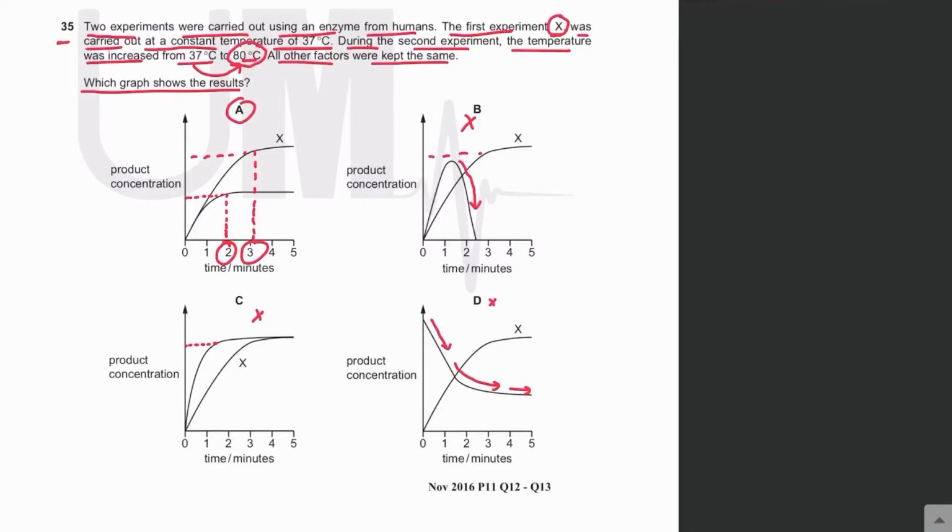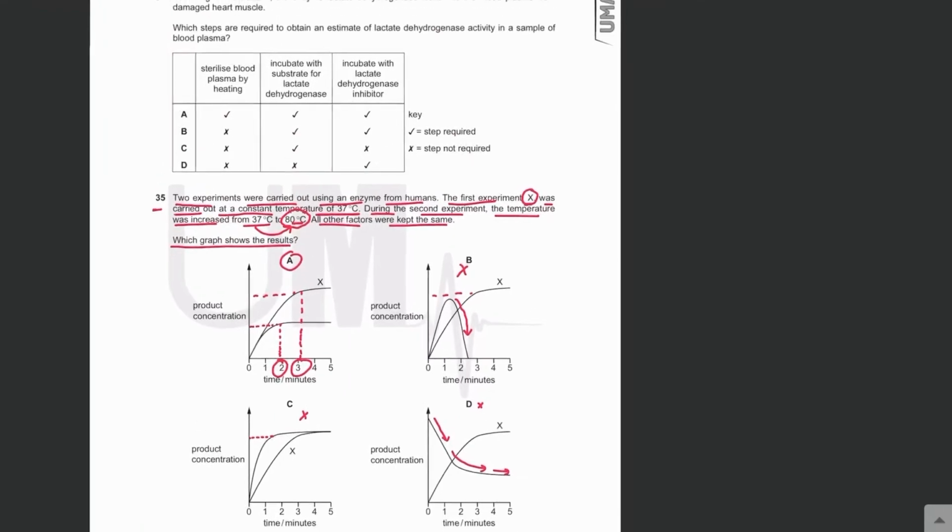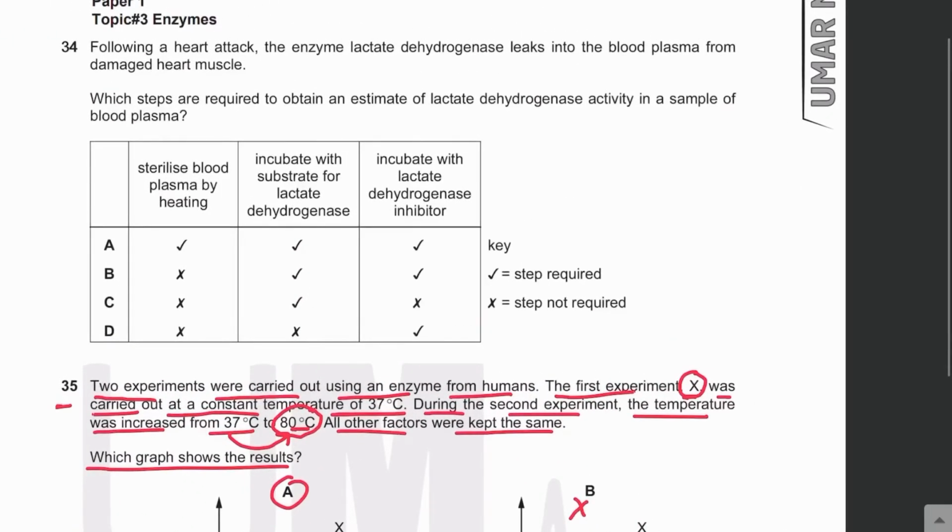And if enzymes are denatured from the start, the products will not be made, the product concentration will be 0. And if enzymes are denatured during the experiment, some product will be formed and the product concentration will always rise. That's why the answer is A. Let's move on to MCQ number 34.